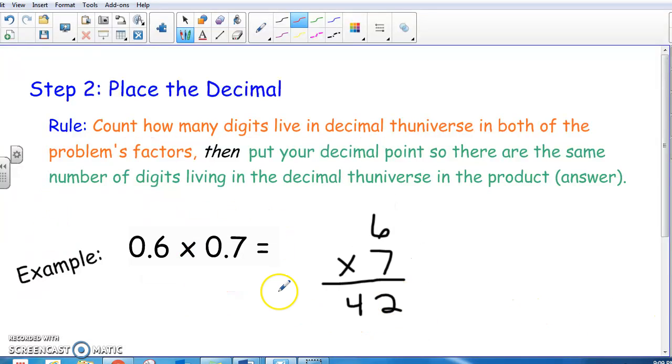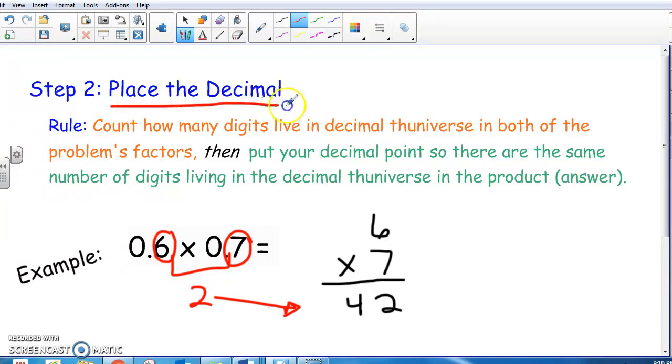Let's do another example here. We're going to count how many digits live in the decimal thuniverse. Well, in 0 and 6/10, we have the 6 living in the decimal thuniverse. In 0 and 7/10, we have the 7. So altogether, I have 2 digits living in my decimal thuniverse. When I go to put the decimal, that's step 2, placing the decimal into my answer, I need to make sure that there's also 2 digits living in the decimal thuniverse.